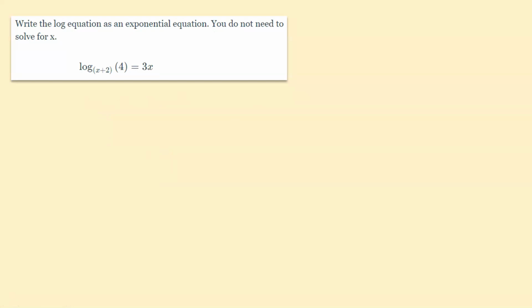And then here, write the log equation as an exponential equation again. This time the base is x plus 2. And then the exponent here is 3x. So we want to make sure we're raising all of the base to this exponent. So you want to put parentheses here, equals the argument 4. Okay, because the base is x plus 2. So all of that is being raised to this exponent.